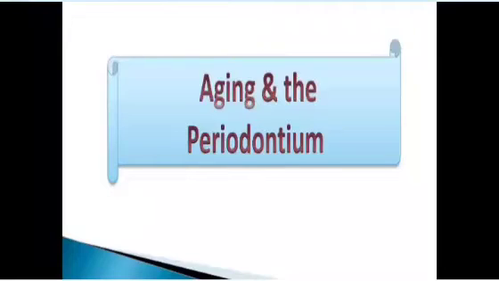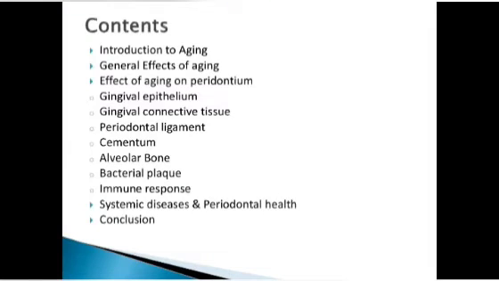Everyone. Today we are going to talk about aging and periodontium. Contents: Introduction to aging, general effects of aging on periodontium. That is, we'll be seeing gingival epithelium, gingival connective tissue, periodontal ligament, cementum, alveolar bone, bacterial plaque, immune response, and also systemic diseases and periodontal health. And conclusion.